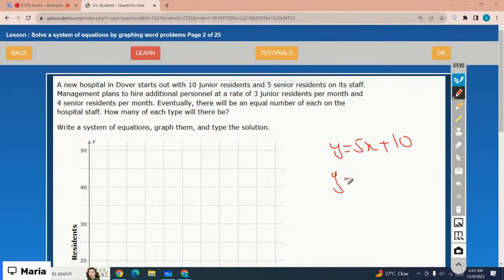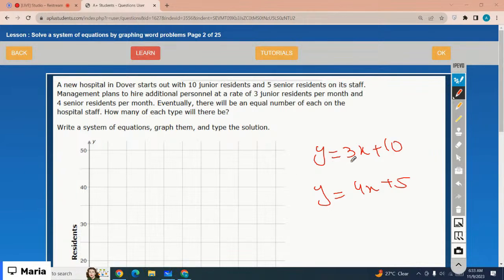So that would be y equals 3x plus... okay. The equations are y equals 3x plus 10, where 3 is the junior residents per month, right? And then the other equation is y equals 4x plus 5 for the senior residents. So these are the two equations, right? You have to solve these equations, okay?